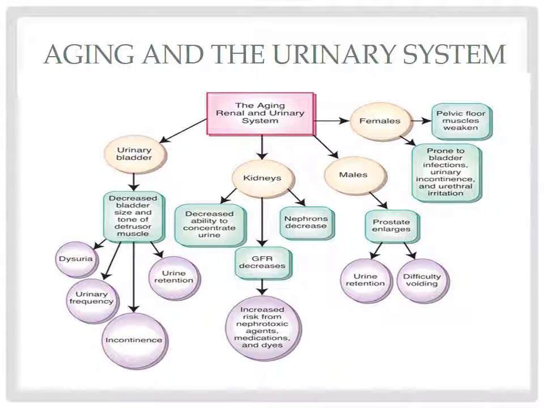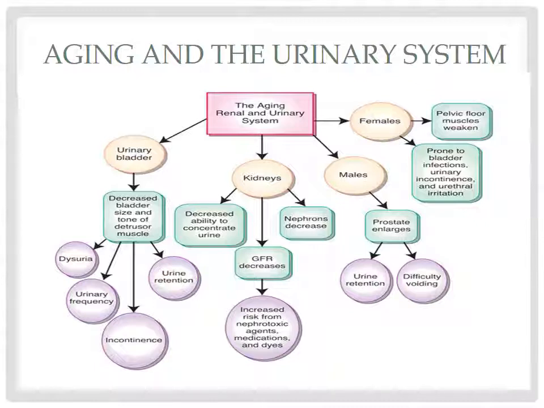Aging in the urinary system. If we look at this slide, we'll see that both the structures and functions are affected. In the urinary bladder, there's decreased bladder size as well as tone of the detrusor muscle. Dysuria, urinary frequency, incontinence, and urinary retention are complications that may occur in aging. Regarding the kidneys, there's decreased ability to concentrate urine. The number of nephrons decreases, and the glomerular filtration rate decreases.